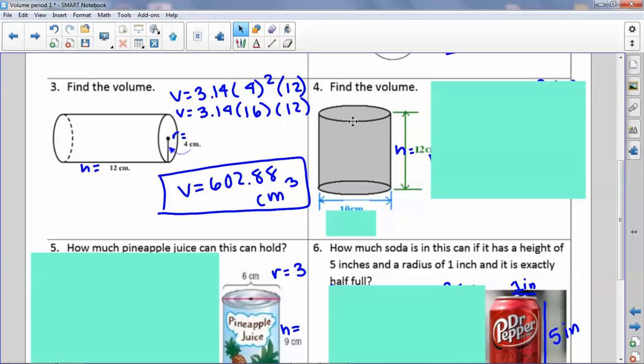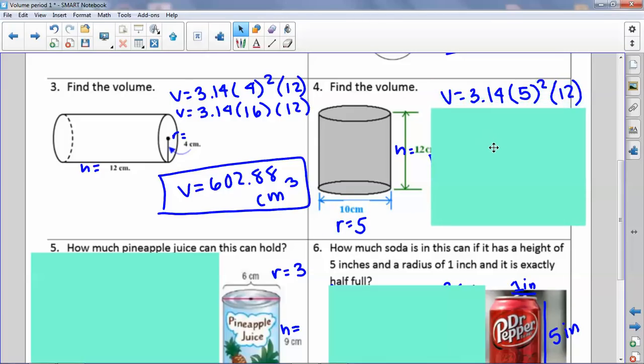Now, example 4, we have from the top to the bottom it says 12, and from one side of the circle to the other is 10 centimeters. Now we can tell that the height is 12 centimeters. But we need to be careful because the radius is not 10. Okay? The radius would only be half of it, meaning 5 centimeters.